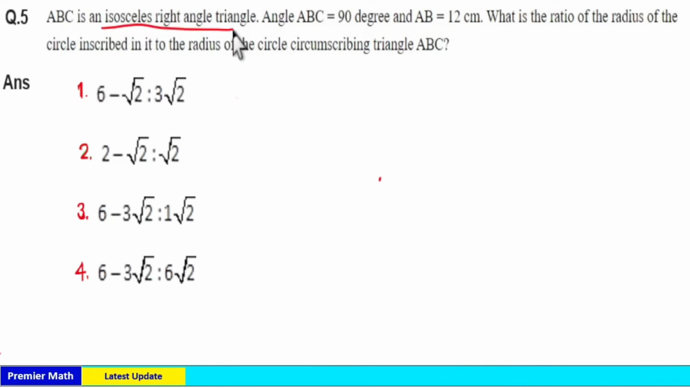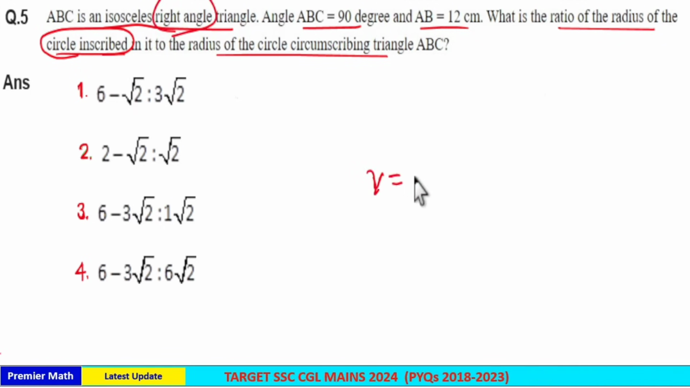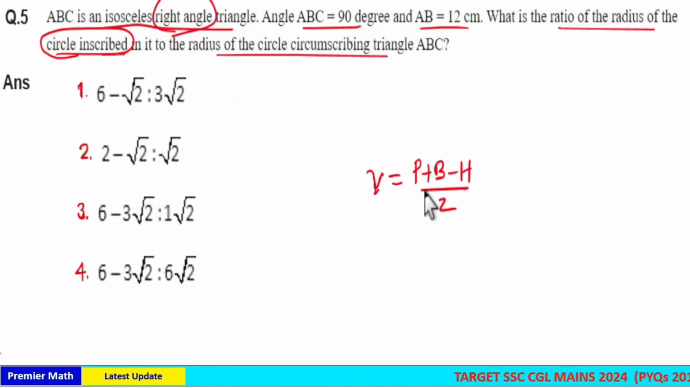ABC is an isosceles right angle triangle. Angle ABC is 90 degree and AB is 12. What is the ratio of radius of circle inscribed into the radius of circle circumscribing the triangle ABC? Radius of incircle of right angle triangle: r is equal to P plus B minus H divided by 2, that is sum of perpendicular plus base minus hypotenuse divided by 2.